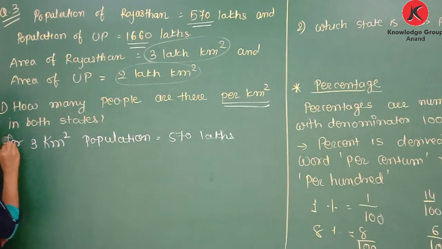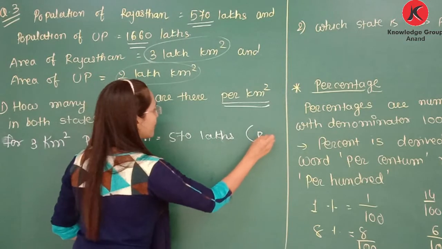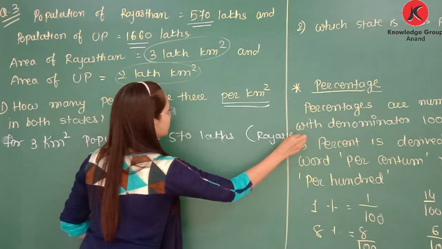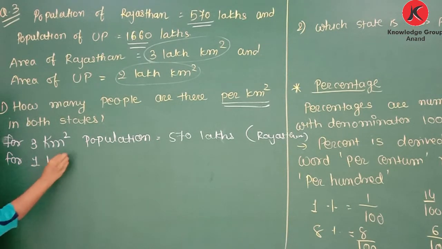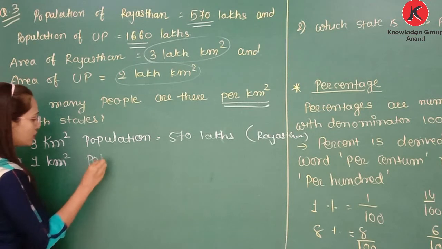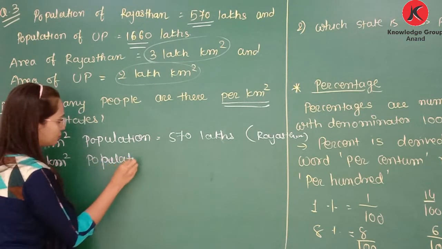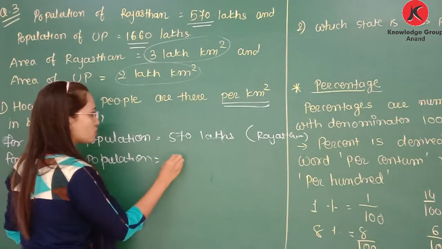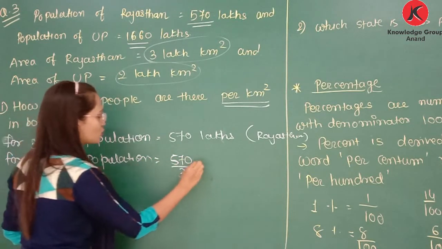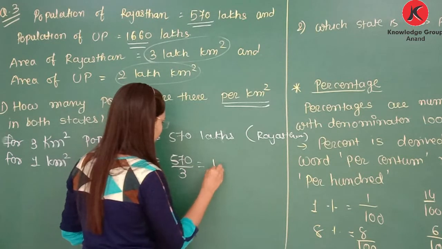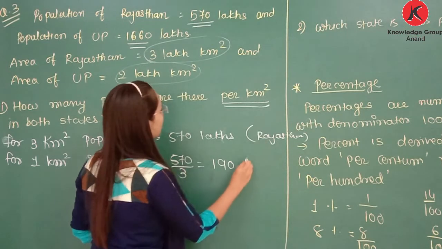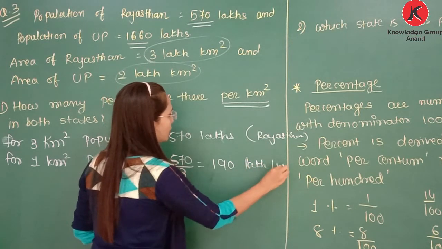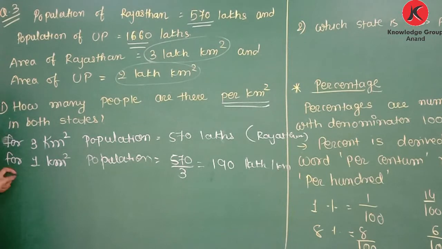That is for, we can write here Rajasthan. So for 1 kilometer per square, population will be 570 divided by 3. So it is 190 lakh per kilometer. So for 1 kilometer, population will be 190 lakhs for Rajasthan.